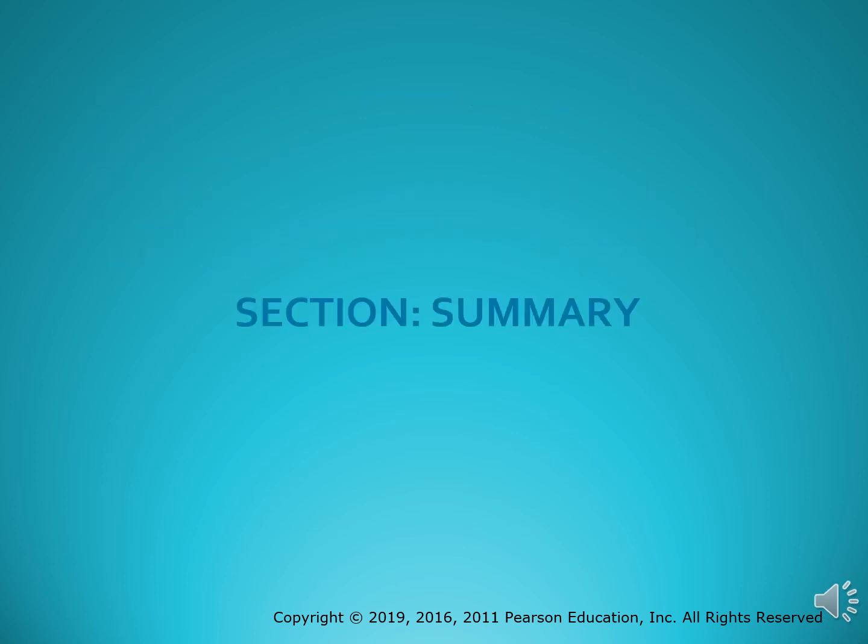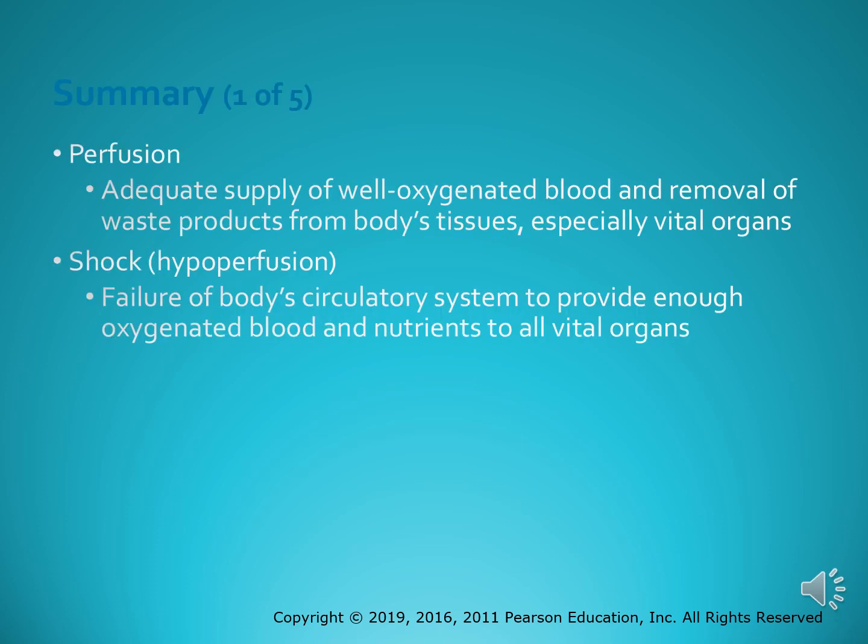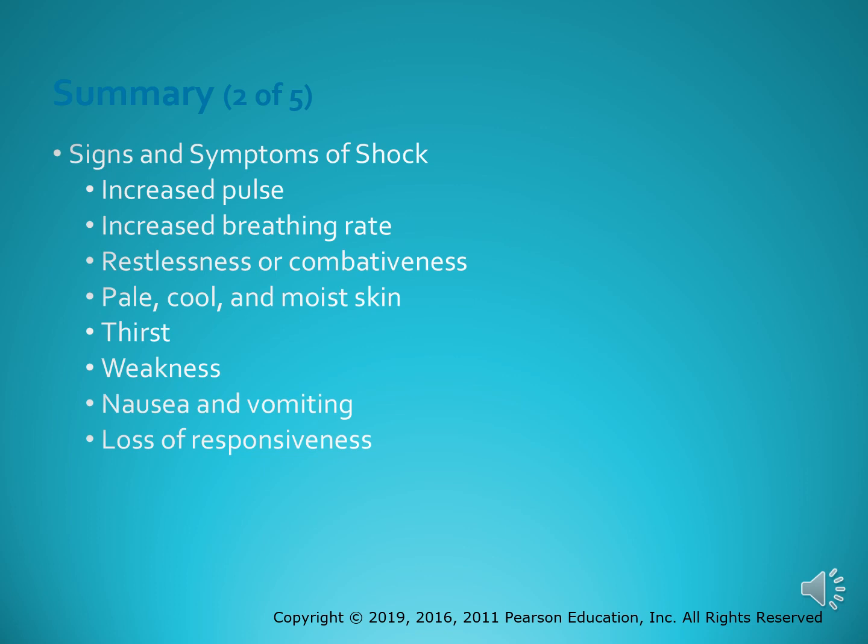All right, we're going to go through a quick summary of what we learned in this chapter. You learned what perfusion is, which is the adequate supply of well-oxygenated blood and removal of the waste products from the body's tissue, especially vital organs. You learned that shock is also called hypoperfusion. It's the failure of the body's circulatory system to provide enough oxygenated blood and nutrients to all vital organs. Signs and symptoms of shock can be increased pulse, increased breathing rate, restlessness or combativeness, pale, cool, and moist skin, thirst, weakness, nausea and vomiting, and loss of responsiveness.